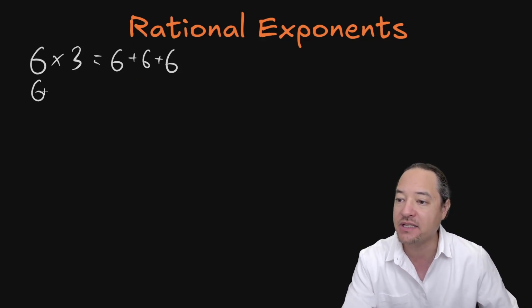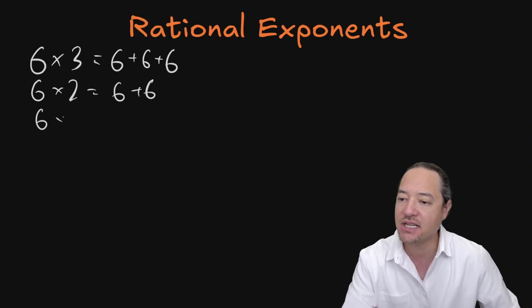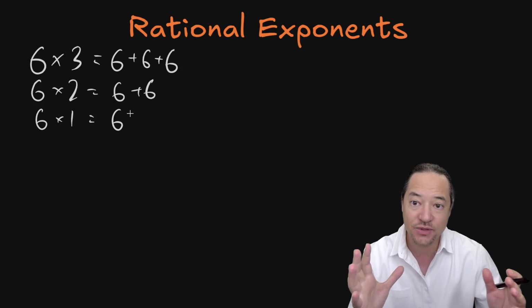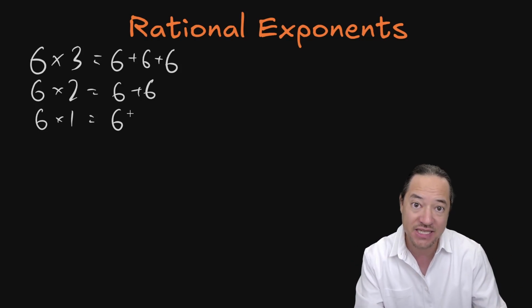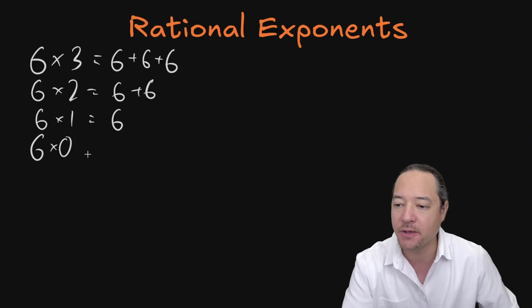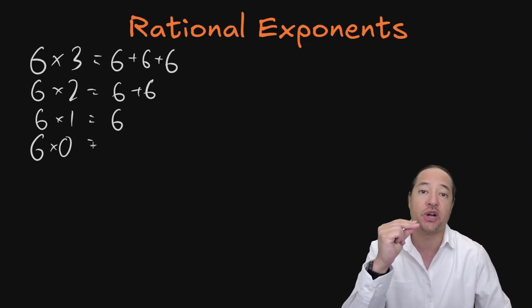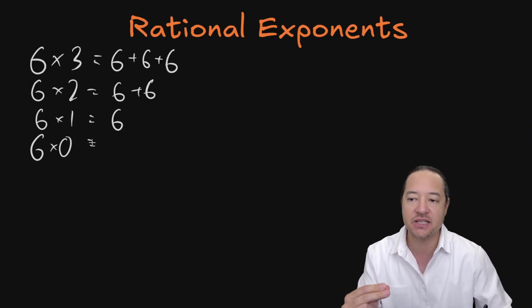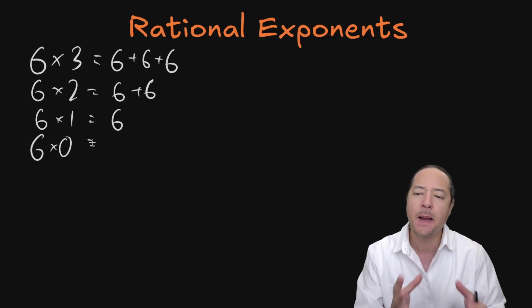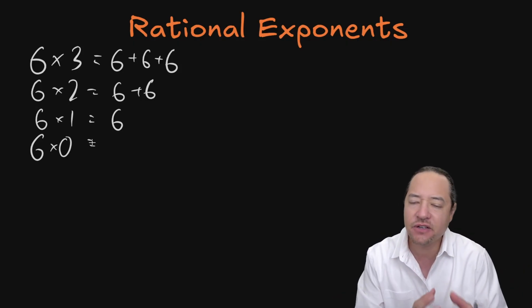And of course that meant that 6 times 2 was equal to 6 plus 6. And 6 times 1, well, you could sort of think of that as just 1 6 added to itself, that's going to be 6. That kind of makes sense. But what happens when we get to 6 times 0? Well, here the story starts to break down because it doesn't really make sense to say 6 plus itself 0 times, right? But you can get a feel for what this must be.